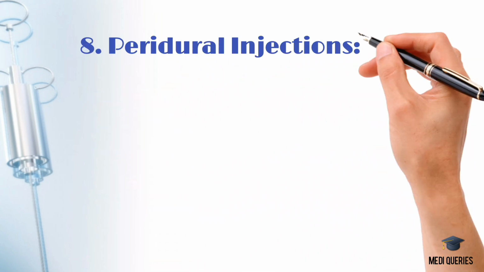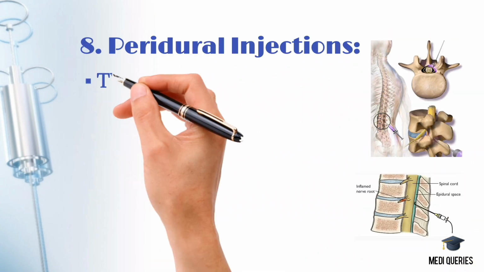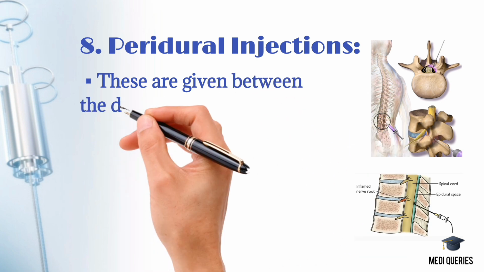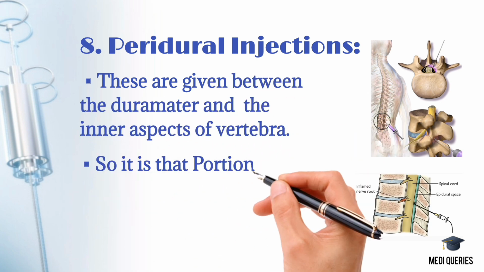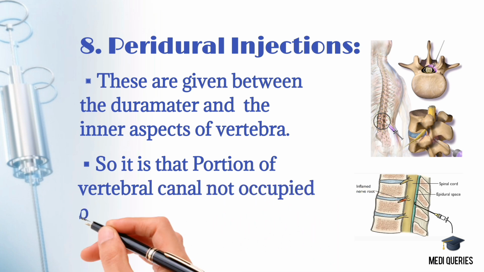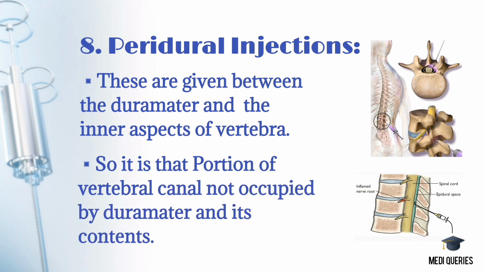And next one is peridural injections. These are given between the dura mater and the inner aspects of the vertebrae. So it is that portion of the vertebral canal not occupied by the dura mater and its contents. This route is sometimes used for giving spinal anesthesia in special cases.